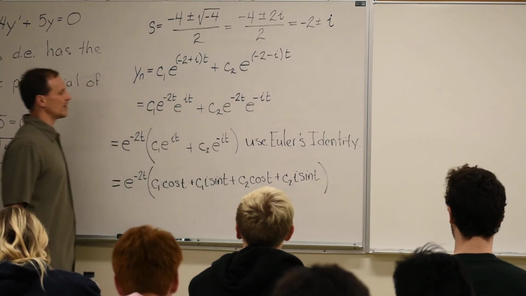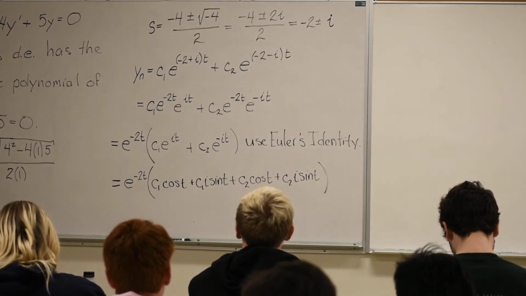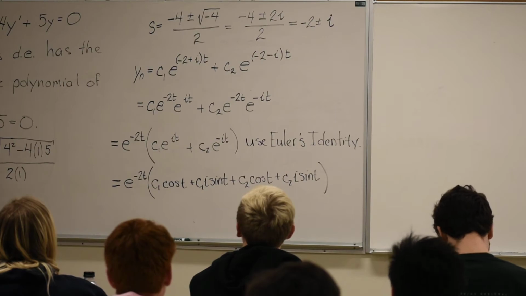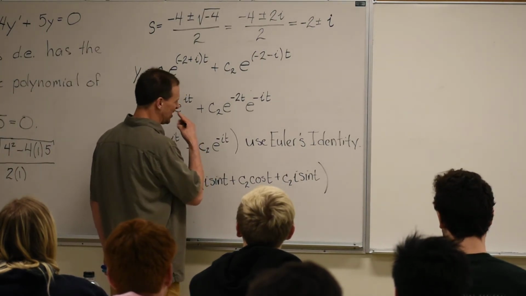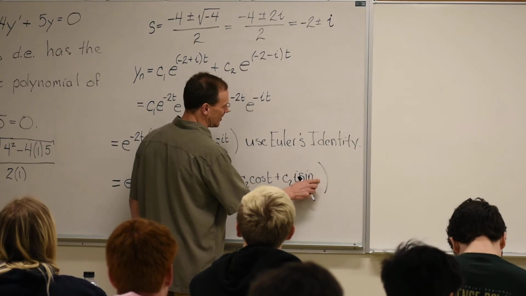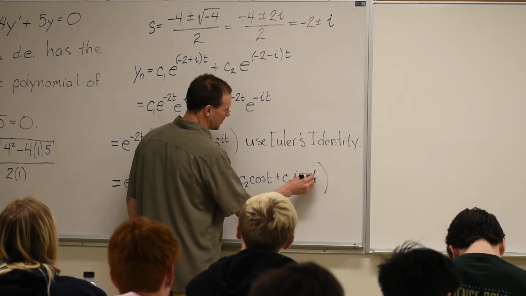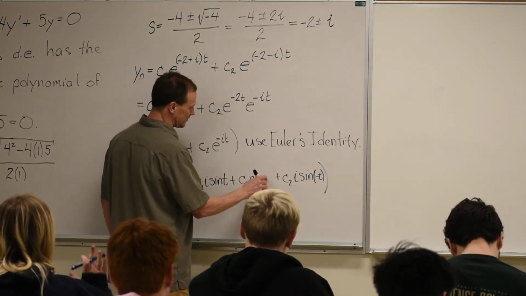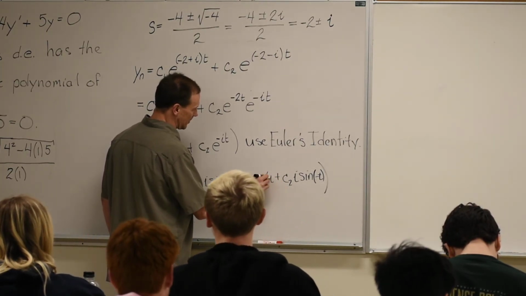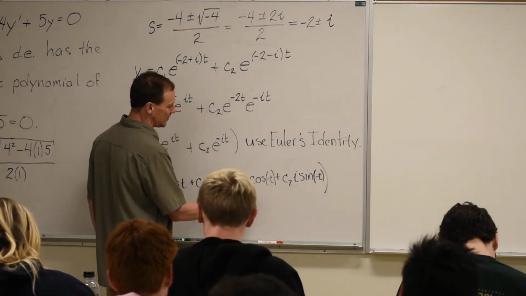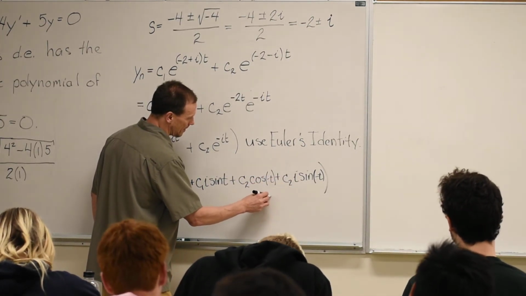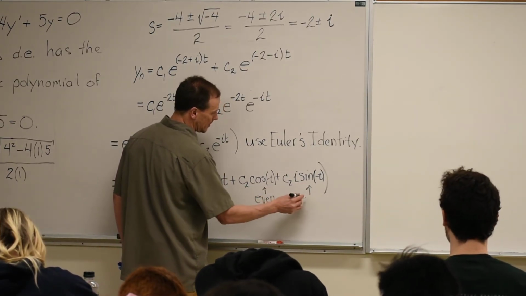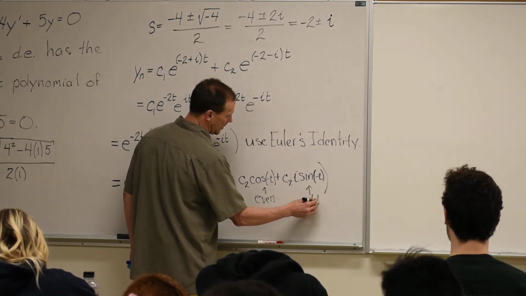Everyone can see over there? I missed one, yeah, this would be sine of minus t, thank you, and then this should be cosine of minus t. So this is even. This one is odd. Okay, so let's clean that up.